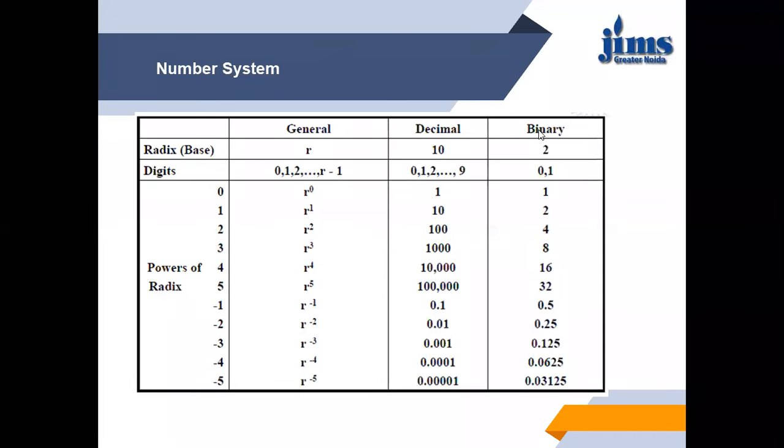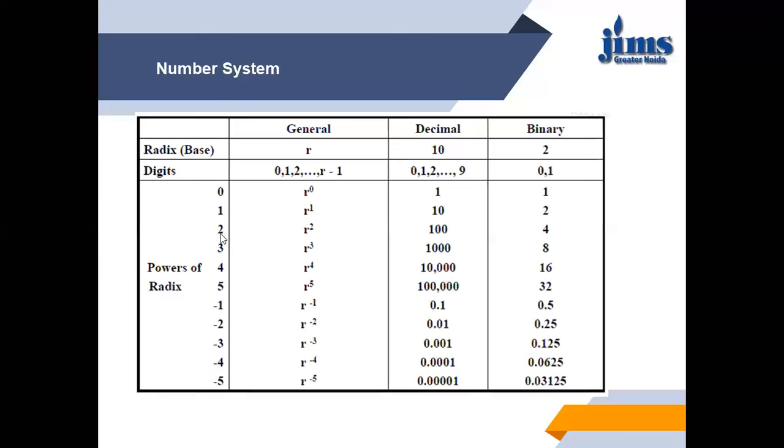In case of binary, the base is 2, so digits will be 0 to 2 minus 1, that is 0 to 1. Now if I have some examples, these are the radix powers 0, 1, 2, 3, 4, 5, then minus 1, minus 2, minus 3, minus 4, minus 5. So here it will be r to the power 0. In decimal it is 1. In binary it is also 1. If the power is 1, then r to the power 1. For decimal, 10 raised to power 1 is 10. 2 raised to power 1 is 2.